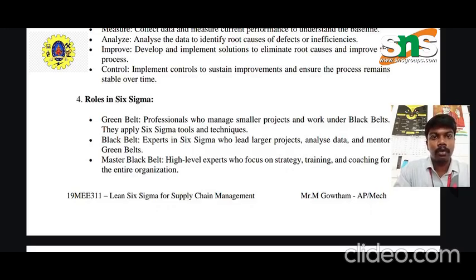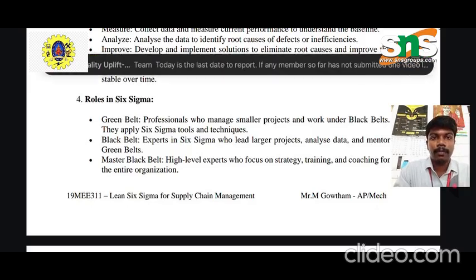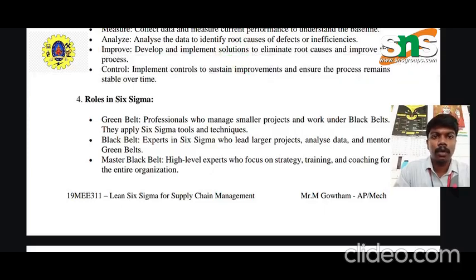After yellow belt, you should go to the green belt course, an online or offline course. Professionals who manage all similar projects and work under the green belt. This is the role of the green belt.